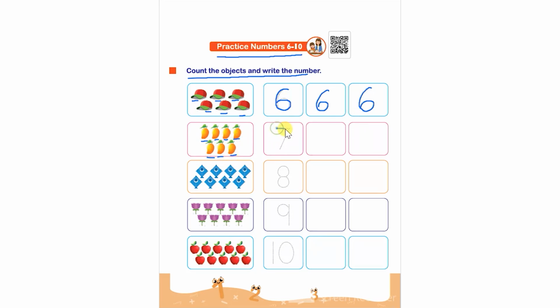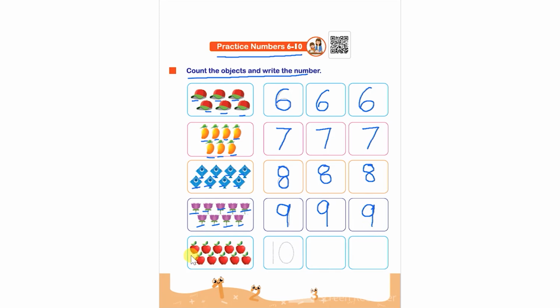There are 7 objects. So here they have to trace the number 7 and after that they have to write it on their own. Next is 1, 2, 3, 4, 5, 6, 7, 8. So here there are 8 objects. So first they have to trace the number 8 and then they have to write the number 8 on their own in the next 2 boxes. Then 1, 2, 3, 4, 5, 6, 7, 8, 9. So here there are 9 objects. So they have to first trace it and then write the number 9 in the next 2 boxes.